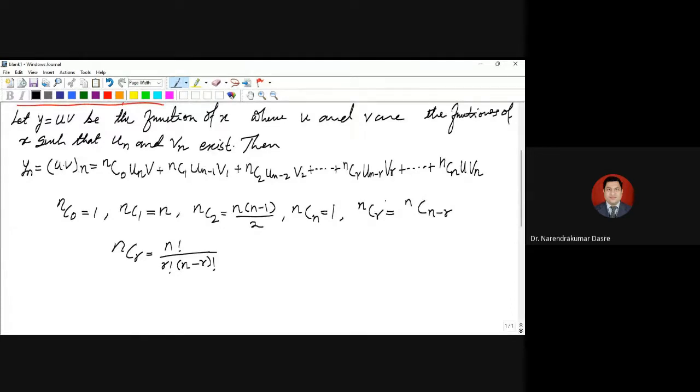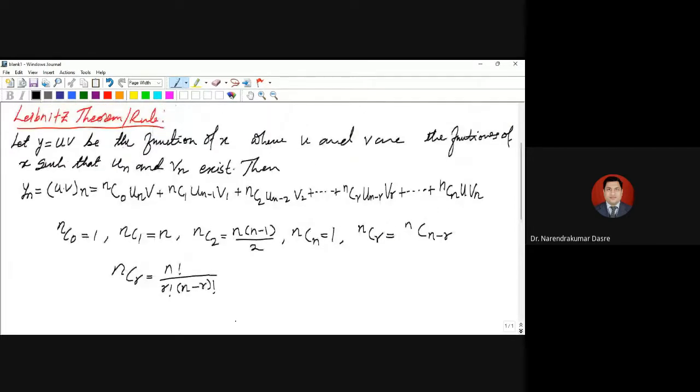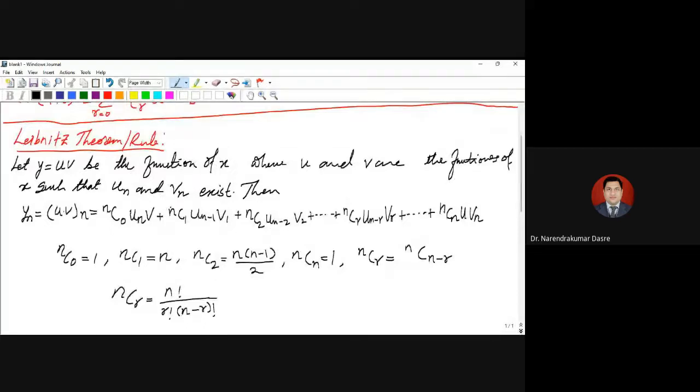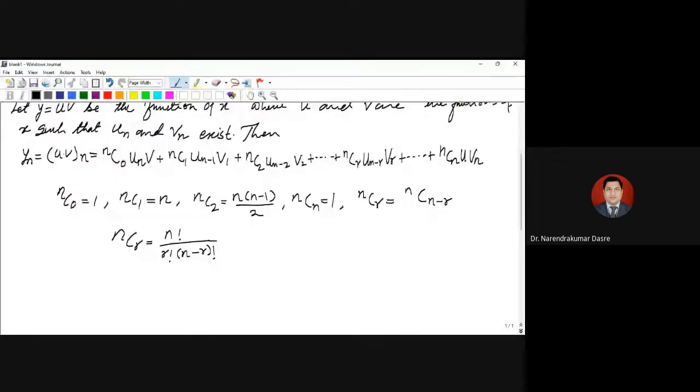As the requirement of this theorem is that the nth derivatives of u and v exist, we have to decide u and v such that the nth derivative of u exists, this first condition we have to think of, and for v we have to choose, if possible, one that has a vanishing derivative. We'll try with one example.